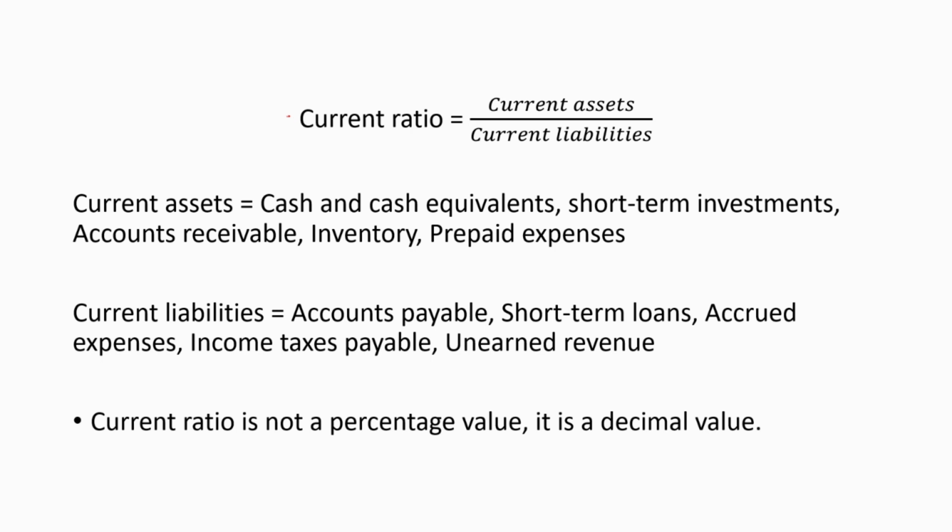This is how we can calculate the current ratio. Current assets divided by current liabilities. These are the most common current assets in an organization: cash and cash equivalents, short-term investments, accounts receivable, inventory, prepaid expenses. These are the most common current liabilities in an organization: accounts payable, short-term loans, accrued expenses, income tax payable, unearned revenue. Current ratio is not a percentage value, it is a decimal value.